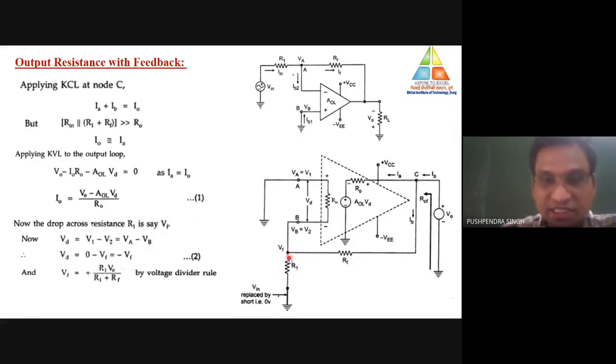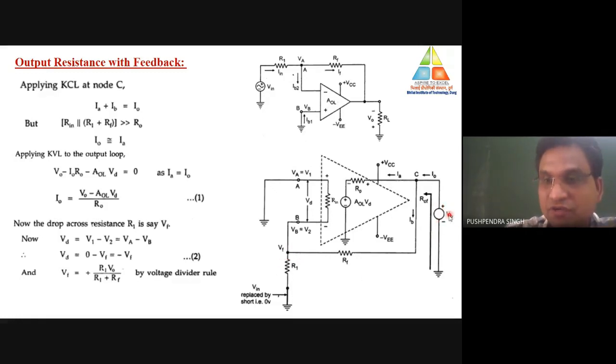For calculating this VF, just apply the potential divider rule. As per the potential divider, just look at the left and right hand side of that voltage source. At this particular side, the value of the voltage source is 0. So the effect of voltage due to this terminal is 0. So only this particular voltage is present. So what is the value of VF? VF is equal to the source of supply, V0.